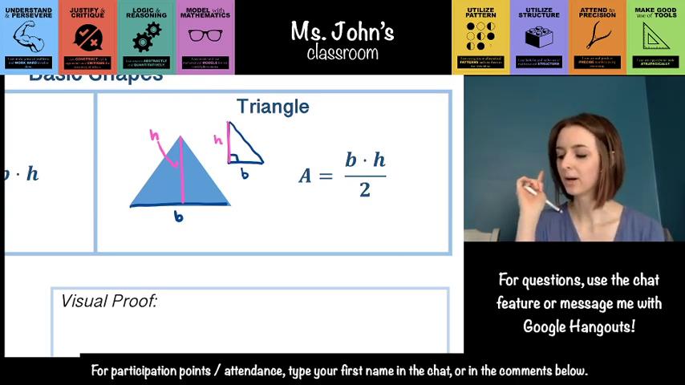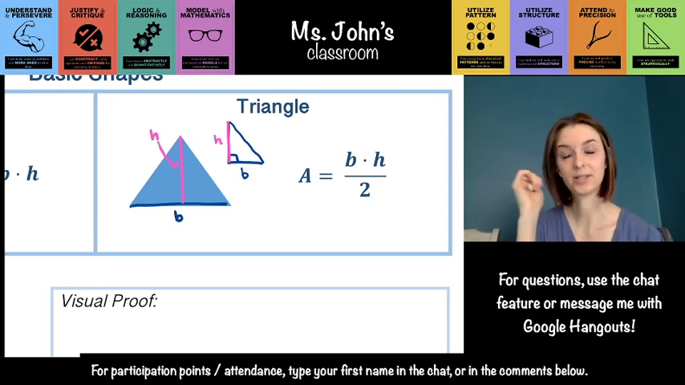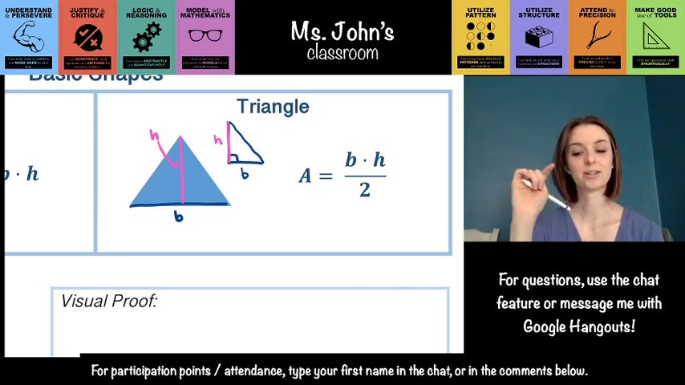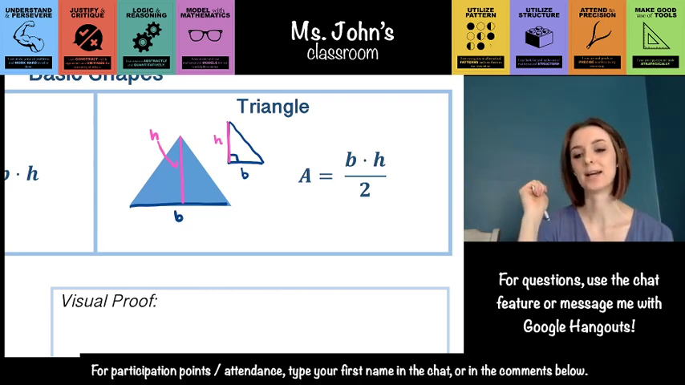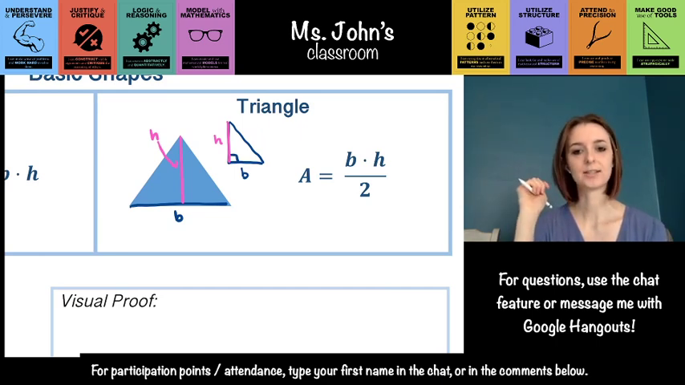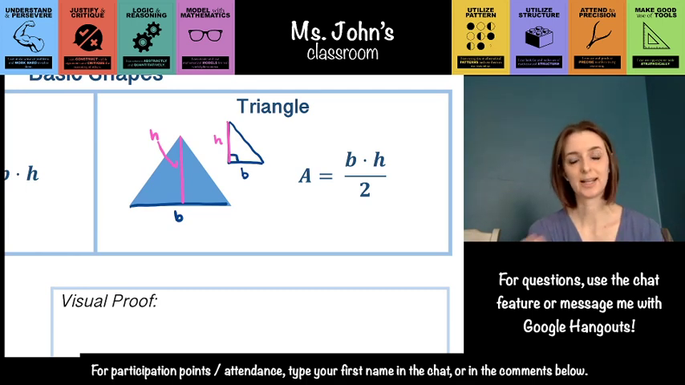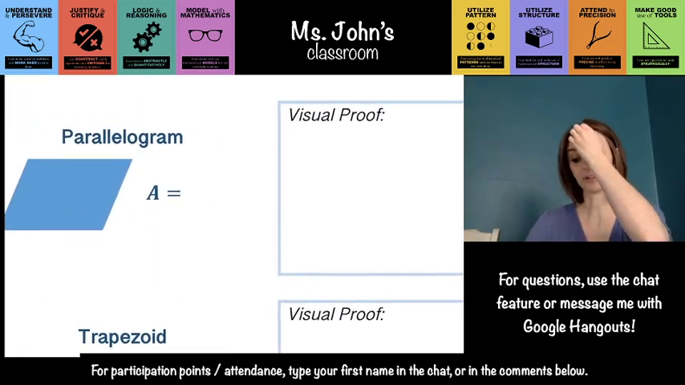We can talk about why this formula works for a triangle in just a second when we talk about a parallelogram. We're going to talk about a parallelogram first, and we'll do the visual proof for that one, and then we'll come back and talk about why the formula for a triangle is base times height divided by 2. Just for now, note that it's essentially the area formula for a rectangle, but in half. Just remember that. So now we're going to talk about a parallelogram.